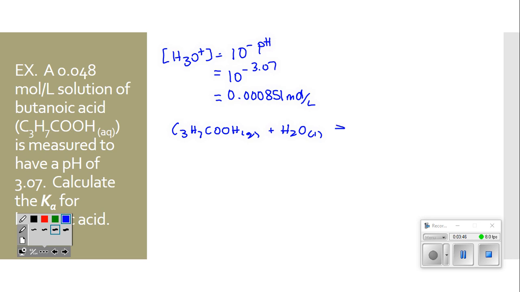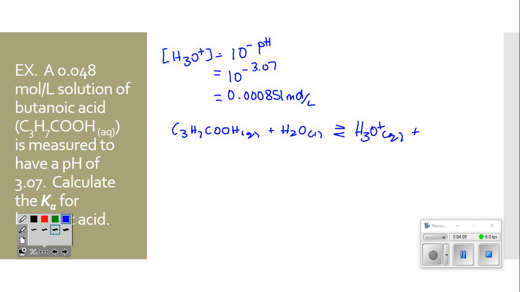If you're ever unsure what it should look like on the other side, hopefully because it said acid, you were like, oh, well, this is an acid, so it's going to make hydronium. But if you didn't know, use your data booklet. If it's in the acid column, it's going to make an acid. If it's in the base column, it's going to make a base. This is in the acid column, so hydronium.